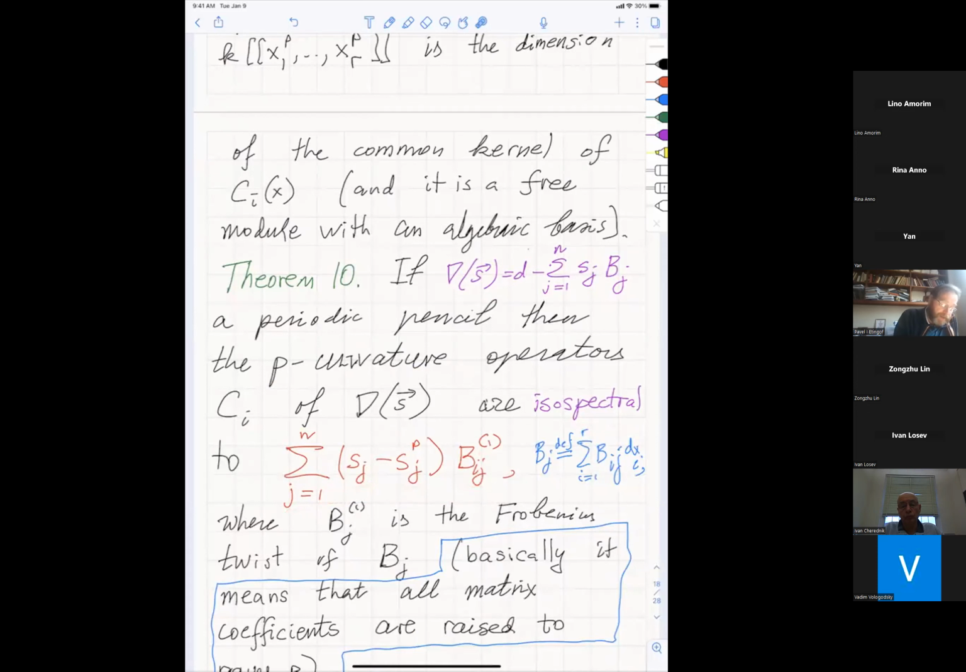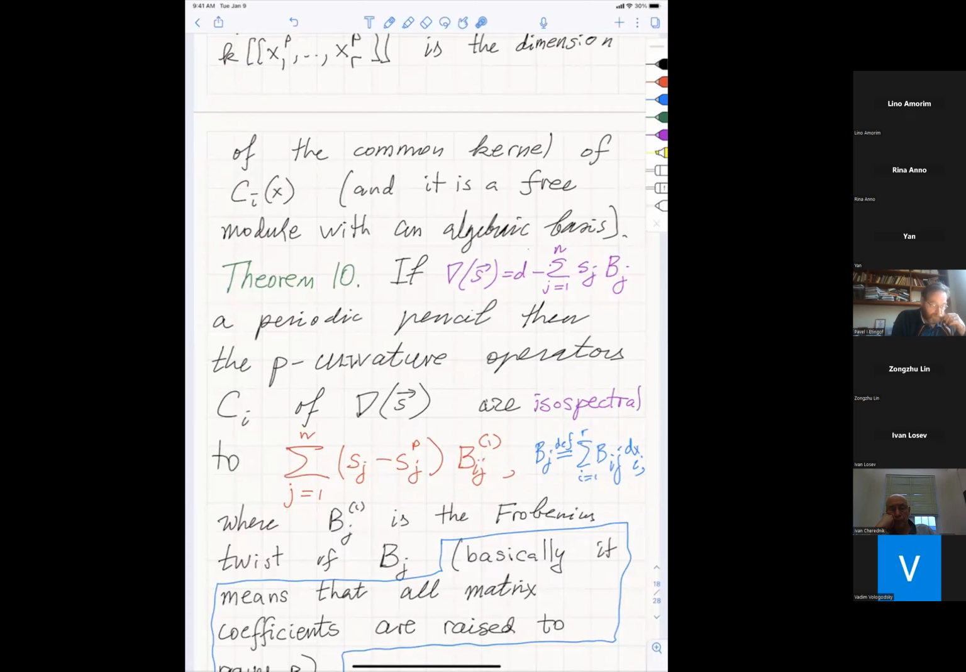So these B_ij are, so I have these differential forms, one-forms B_j, which is the sum of B_ij times dx_i. So B_ij are actually matrix functions. And the superscript 1 means that they are Frobenius twisted, which means I raise every entry of the matrix to the p-th power.